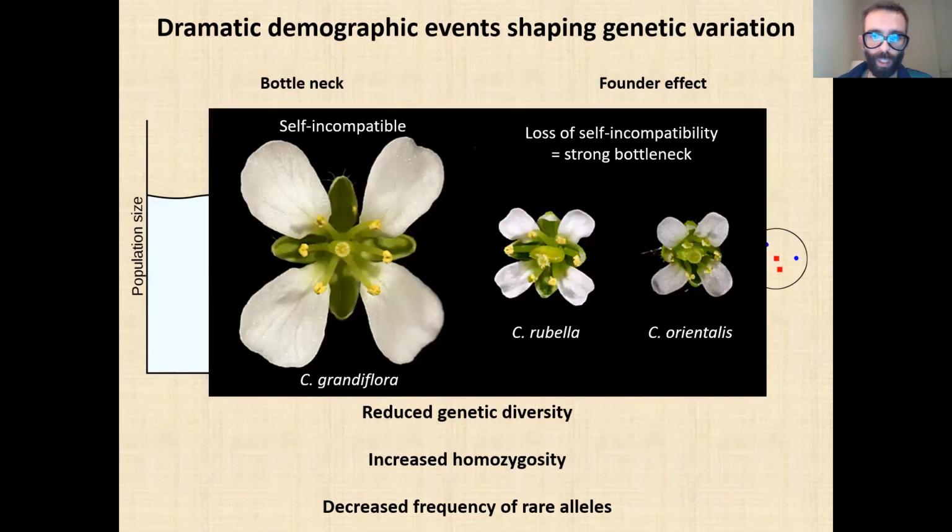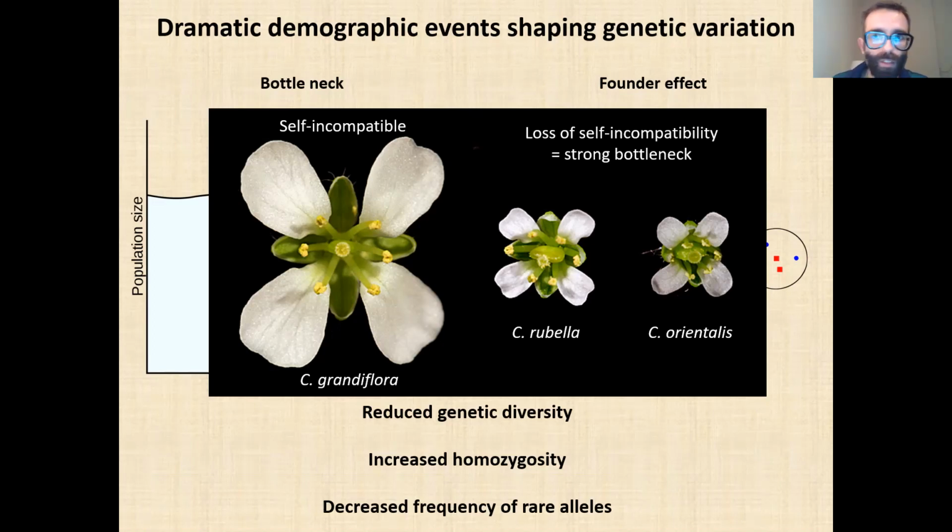Another case of bottleneck, which we're going to talk about later, is usually the loss of self-incompatibility in plants or transition to parthenogenesis in animals. So what's happening there is basically most of the plant species are self-incompatible. They cannot mate with themselves. They need another mate to be able to produce seeds to reproduce.